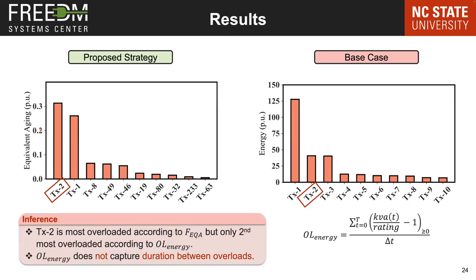So this is our equivalent aging. As I talked about, it's a normalized value in per unit. You can see this is how we rank the transformers. Transformer 2 seems to be most overloaded, then comes transformer 1.